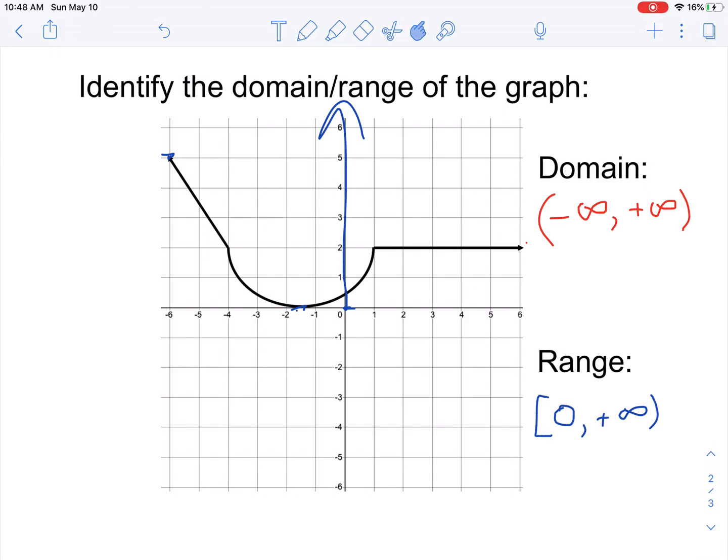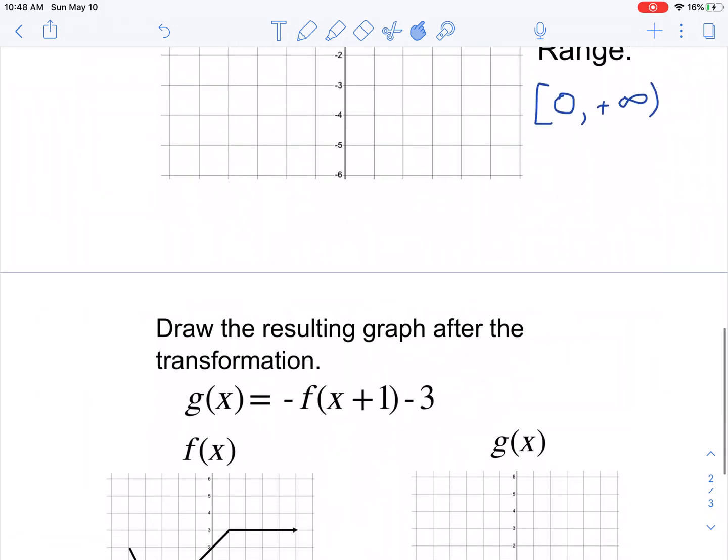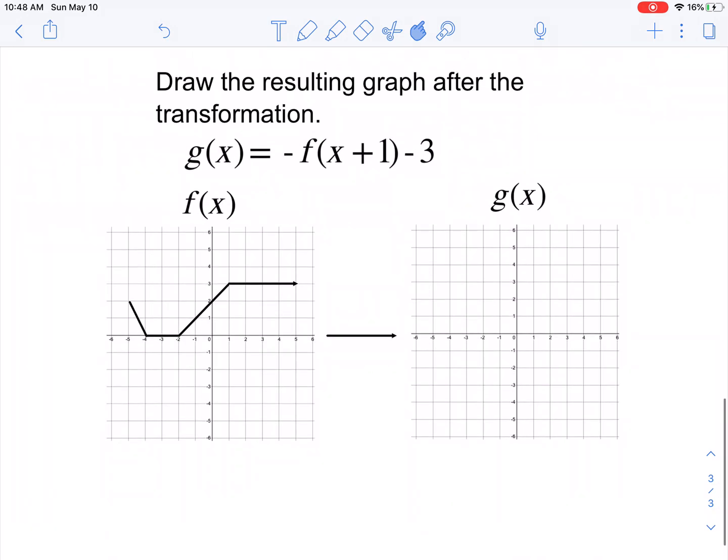And then the last little part here is something like this. Remember, we have g of x here is equal to the negative of f of x plus 1, minus 3. And if you remember how to do this, we have this little form right here. Should be an x in there. y equals a times f of x minus h, plus k.